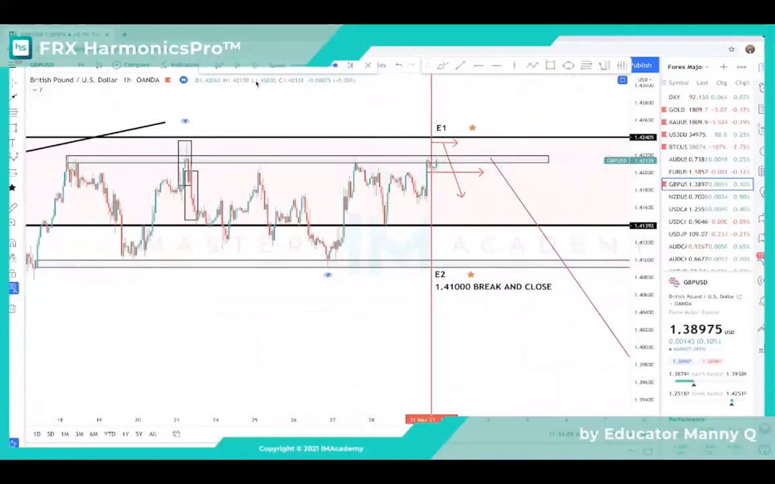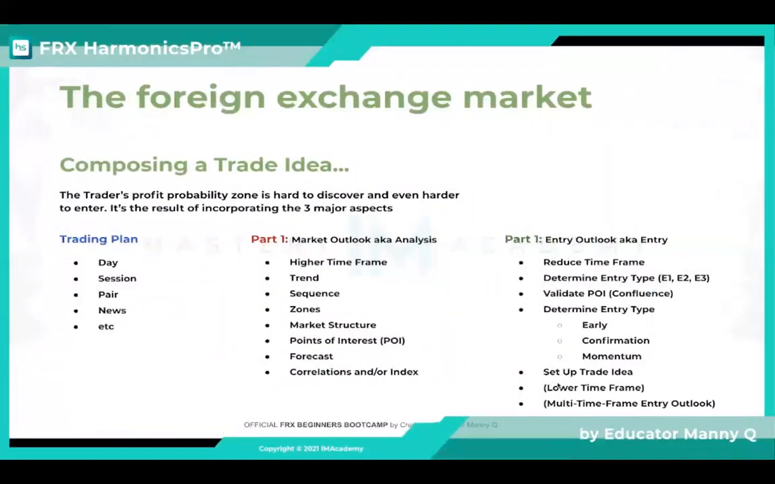So let's see if you do the first entry, right? Before I do that, just remember, this is where you now set up your trade. You drop down to the lower time frame and you do a multiple time frame entry outlook. I get a little tongue twisted because it's a lot to explain at one time. So now that you've determined your entry, you validated your POI, you've done everything that you need to do, which I'm about to go into, so that way we can show you the market trading. Once that's all set up, you're now going to set up your trade idea.